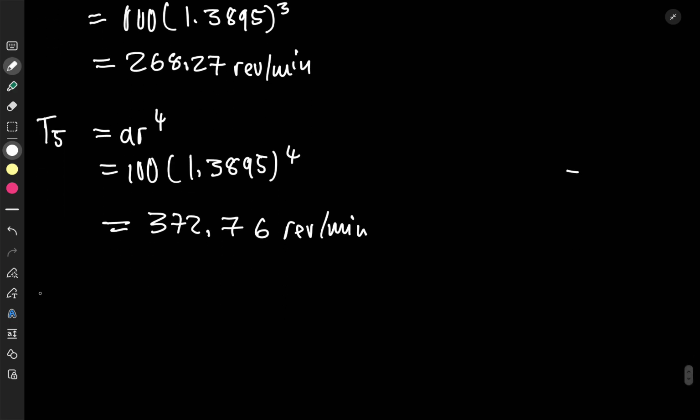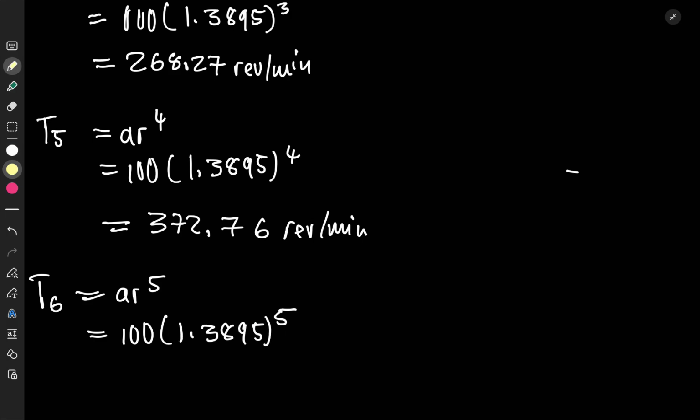Now we need term number 6 and term number 7. We're almost there. Term number 6 is AR to the 5, which is just going to be 100 multiplying 1.3895 to the power of 5. We know what we do, right? It's 100 open bracket 1.3895 close bracket. Then you press y to the x. Then you say 5. It means the power of 5. This gives you 517.96.